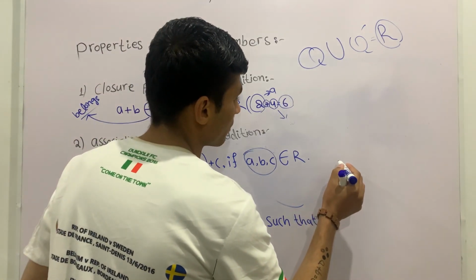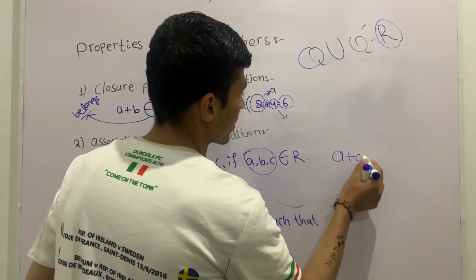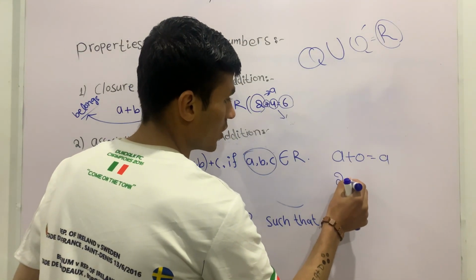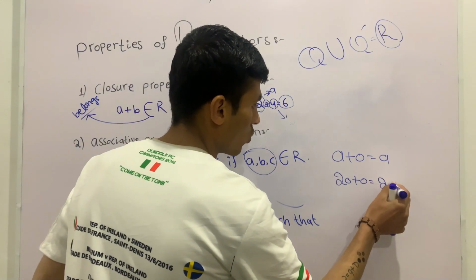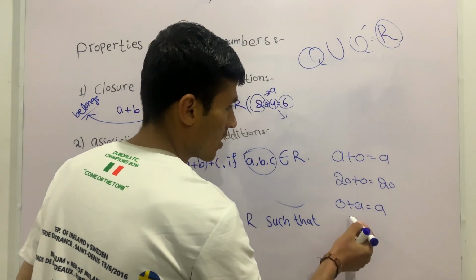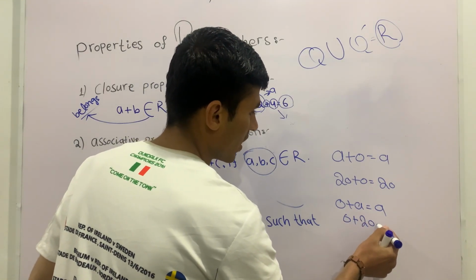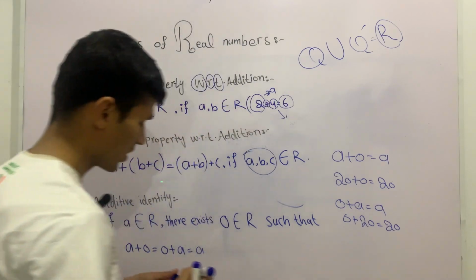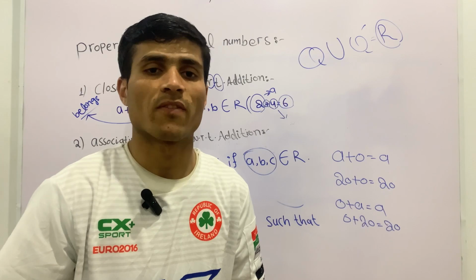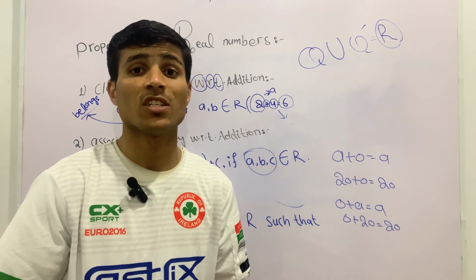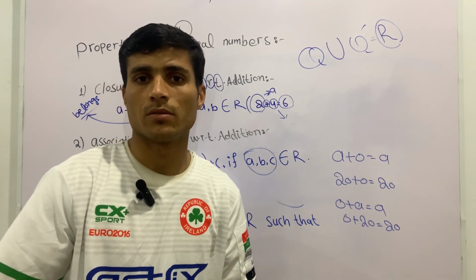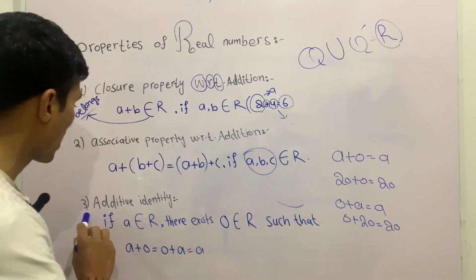For example, a plus 0 equals a. If I write 20 instead of a, 20 plus 0 equals 20. If you write 0 plus a, it also equals a. 0 plus 20 again equals 20. This property says that 0 doesn't make any difference when using addition. This property is called additive identity.